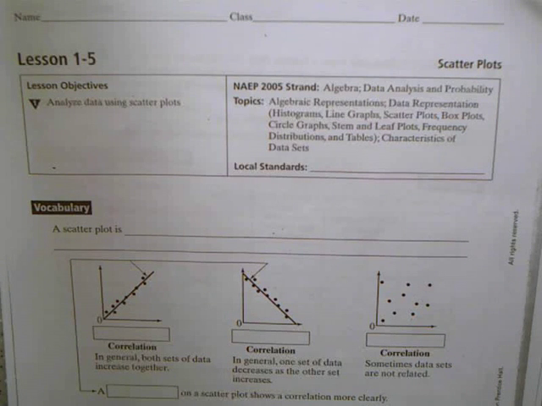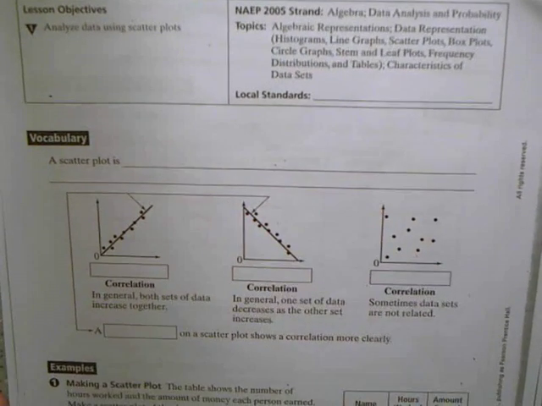Hello, algebra students. This is your notes for lesson 1-5 for scatter plots. The objectives of this lesson are to analyze data using scatter plots. And you see the several topics that are covered here if you want to look in more detail.